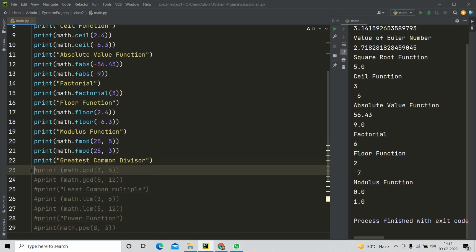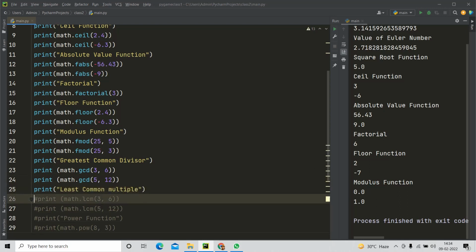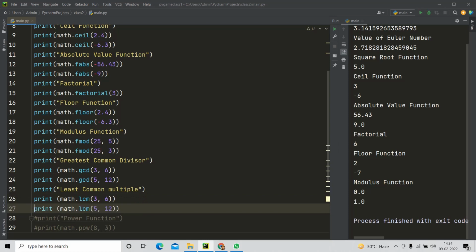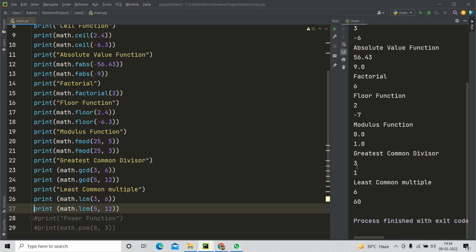If you have more than one number, to find the GCD of the two numbers, you can write math.gcd, and for finding the LCM, you can write math.lcm. Yes. So let me run and show you this. So GCD is 3 and 6 and LCM is 6 and 60. It is really clear here.